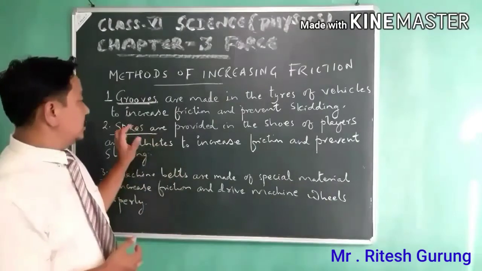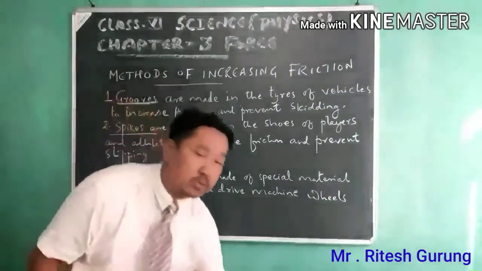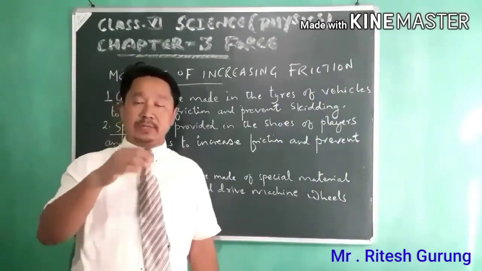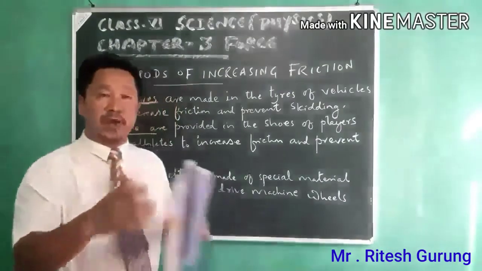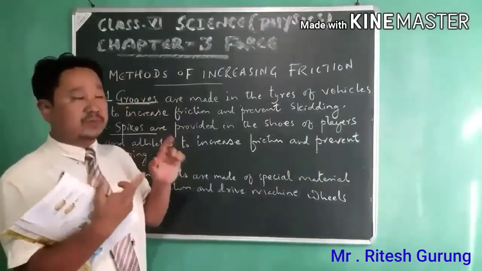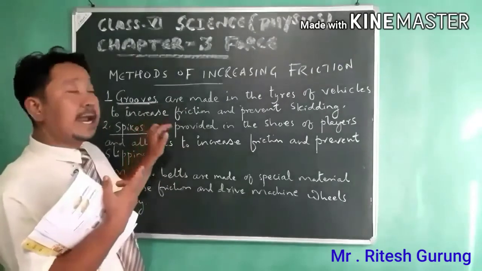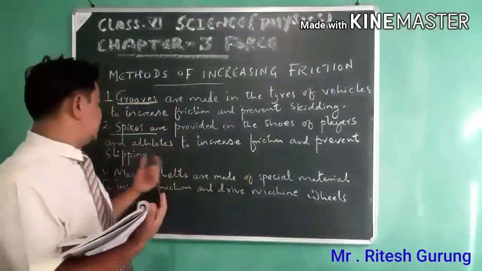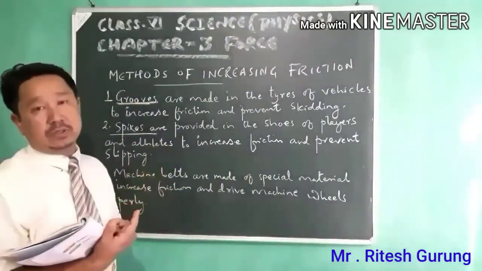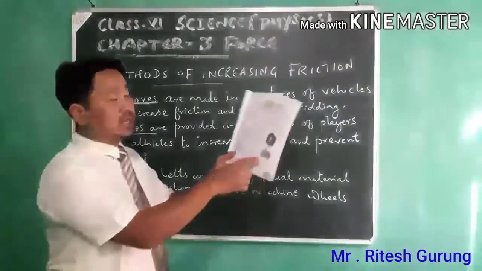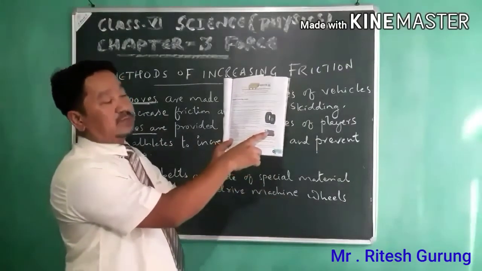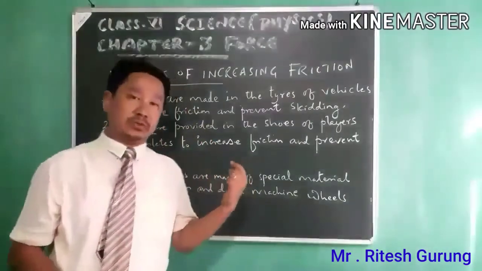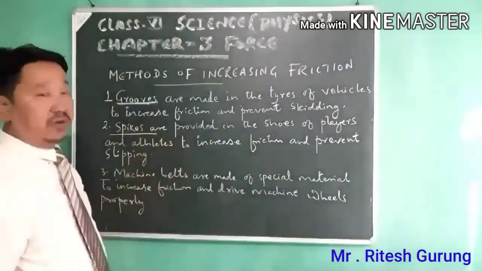So in this case the spikes play a very important role to increase the friction on the ground in the game they play. You find the increased friction formed between the shoes they wear and the ground, so that they can perform very well, which in fact prevents slipping on the ground. That way it is very important. You can see the shoes they wear are all provided with spikes. So that way they can increase the friction, so that we do not fall off on the ground.